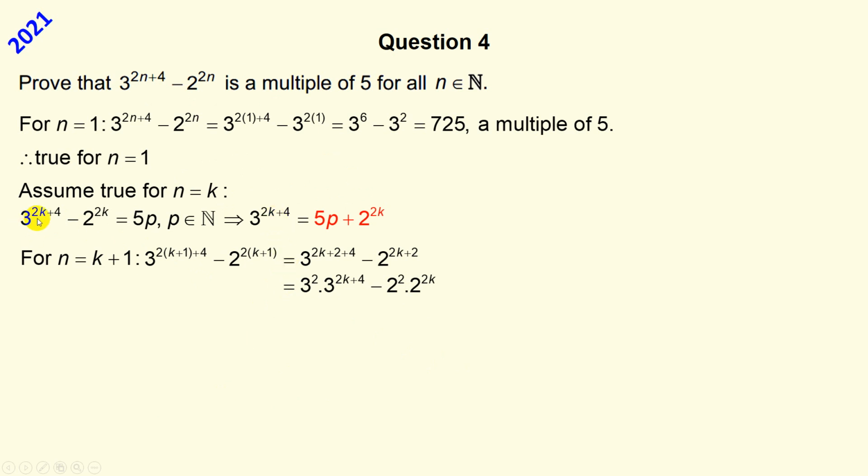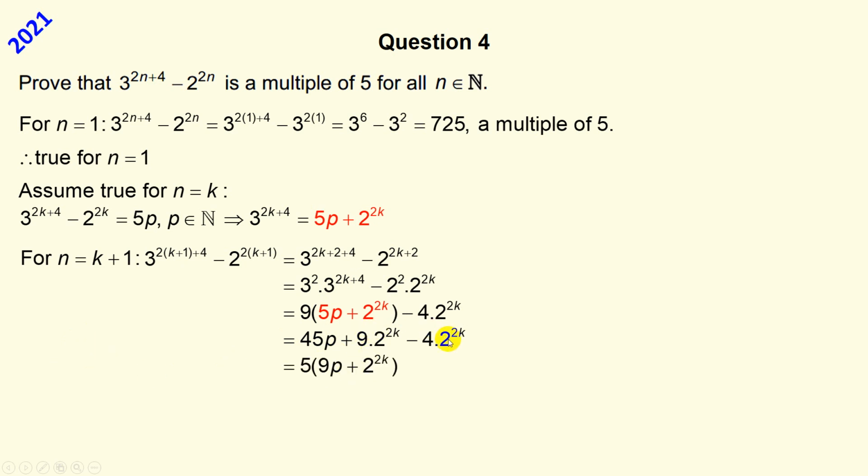So first of all, 3^(2k+4) is equal to 5p plus 2^(2k). Let's do it that way, because then we can remove having two different bases. So I'm going to put 5p plus 2^(2k) instead of 3^(2k+4). Multiplying out is just a case of proving that this is divisible by 5. Clearly that is, because it's 45p, where p is a natural number.